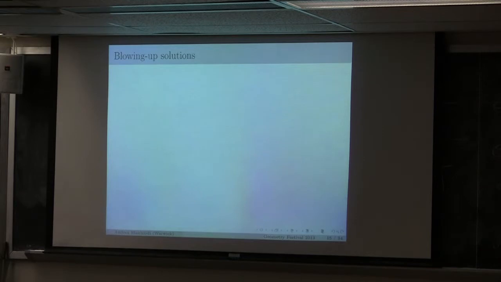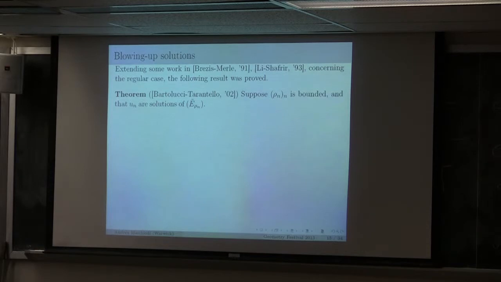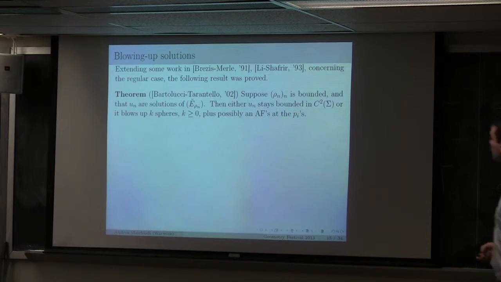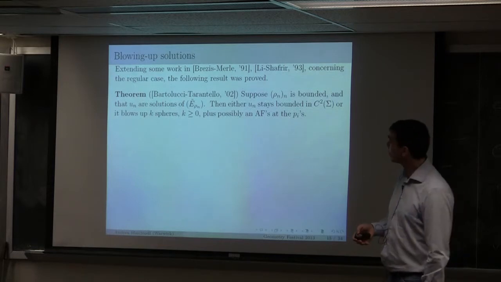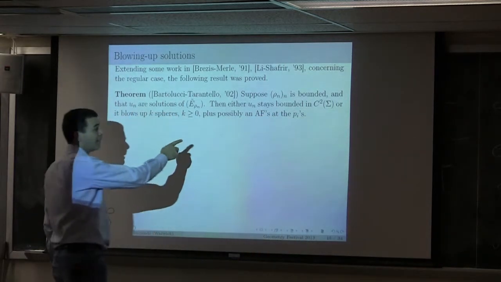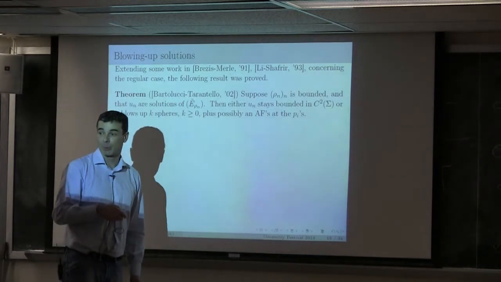Okay. So there was a result, indeed, about blow-up of solutions for this problem. In the smooth case, there are results from the early 90s by Brezis and Merle, Li and Shafrir, mostly. And for the singular case, the analysis has been done by Bartolucci and Tarantello about 10 years ago. So you consider a sequence rho_n, which is bounded, and a sequence of solutions of this equation. Then you have an alternative. Either you have uniform boundedness of these solutions, or if there is blow-up, solutions would blow up as K-spheres plus possibly American footballs at the singular points.